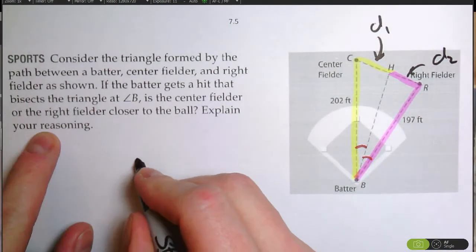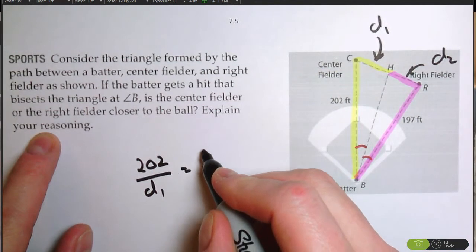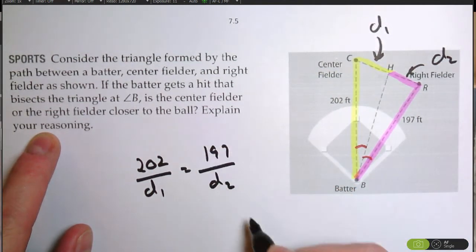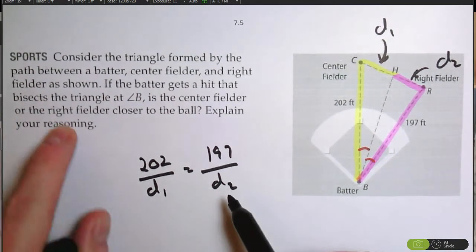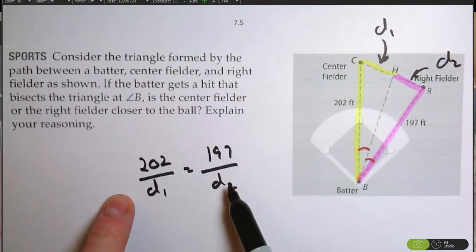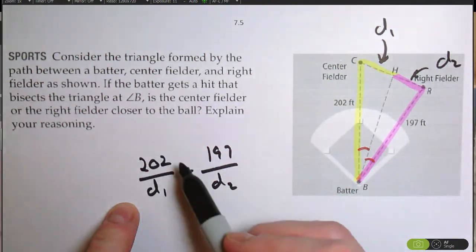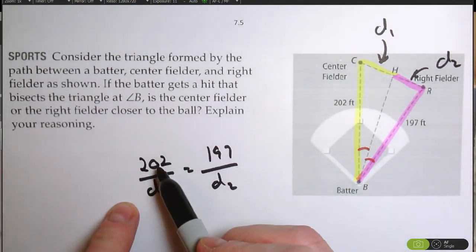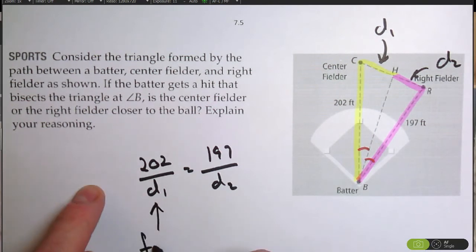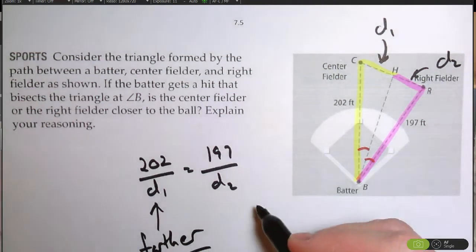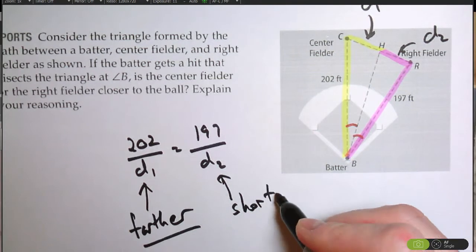Okay, so 202 over d1 equals 197 over d2. Now that I set that up, I got to figure out which one's bigger or smaller. The bigger one means the farther distance, the smaller one means the shorter distance. Well, if these two ratios are going to be equal, if this is bigger, that means d1 has to be bigger as well. So this is the longer distance, the farther distance. This distance, since this is smaller, means this has to be smaller. This is the shorter distance.